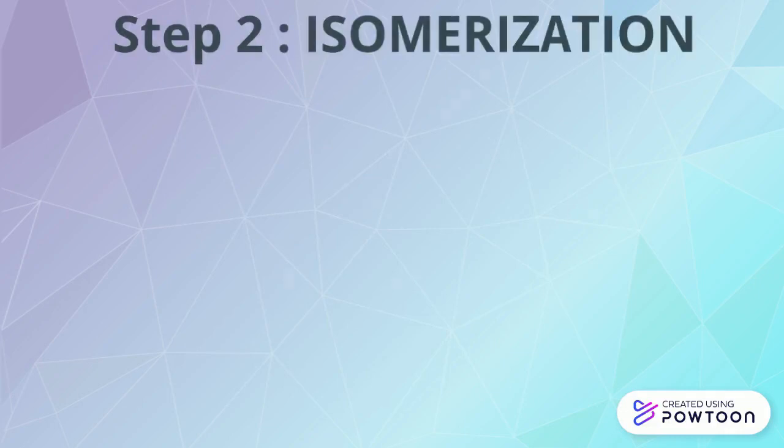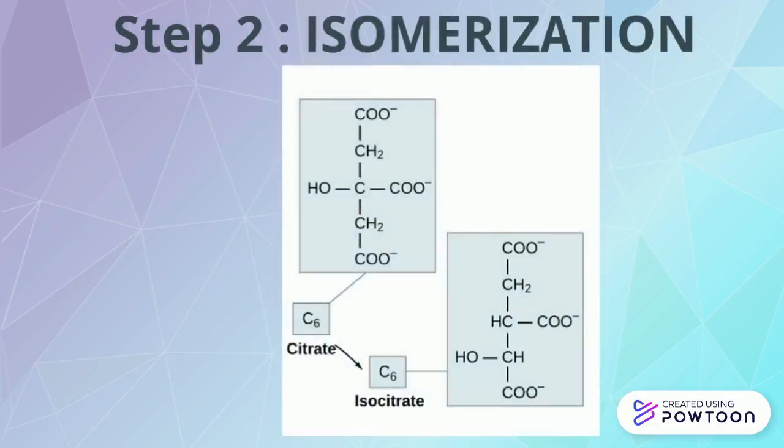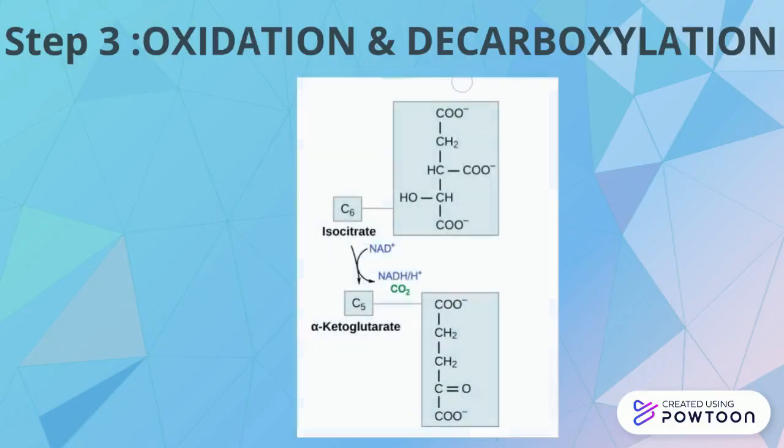Step 2 is isomerization. Citrate is converted to its isomer, isocitrate, by removal of one water molecule and addition of one water molecule. Step 3 is oxidation and decarboxylation. Isocitrate is oxidized and decarboxylated to alpha-ketoglutarate. NAD+ accepts hydrogen to be reduced to NADH and H+. CO2 is released.